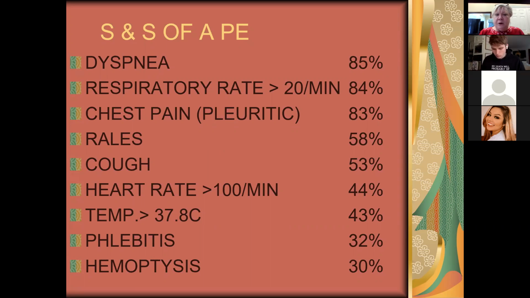Getting about 50. They might cough. They will become tachycardic. They might have a low-grade temperature. But typically, sudden onset of shortness of breath and tachypnea and air hunger. And it comes on very, very quickly.